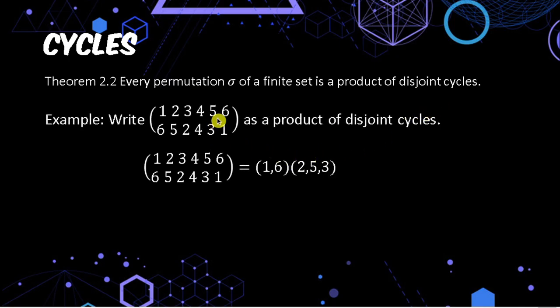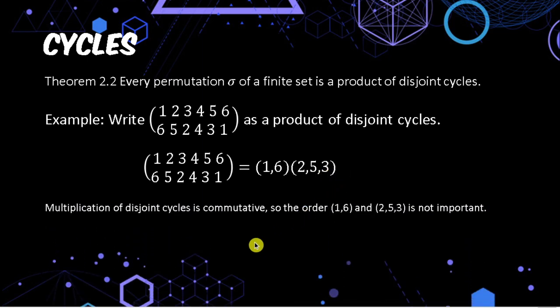Halimbawa, we are now working in S sub 6. If this is the permutation, not necessarily a cycle, how do you express it as a product of disjoint cycles? 1, 6, kunin start natin dito. 1, 6, 6, 1, and then the cycle repeats. So one cycle is 1, 6. And then 2, 5, 5, 3, 3, 2, 2, 5 again. So the cycle repeats. We have the second cycle, 2, 5, at saka 3.